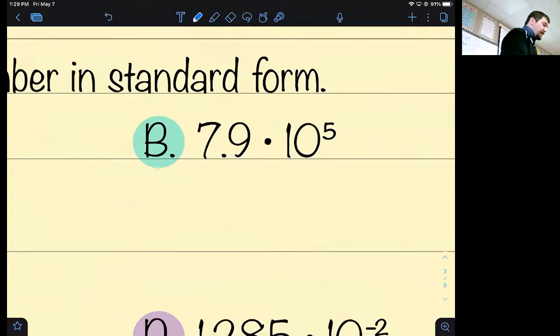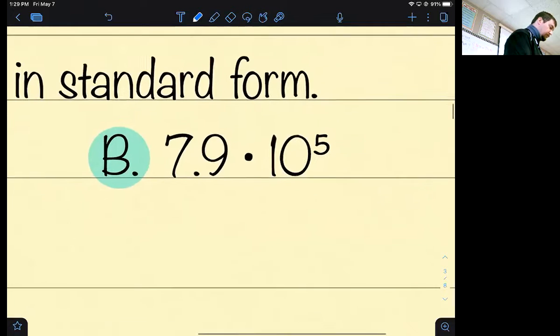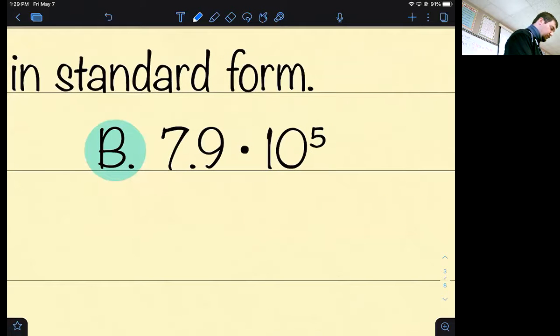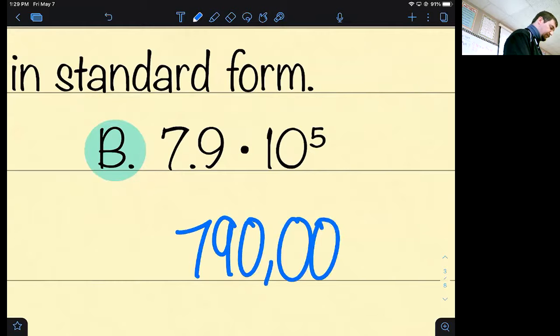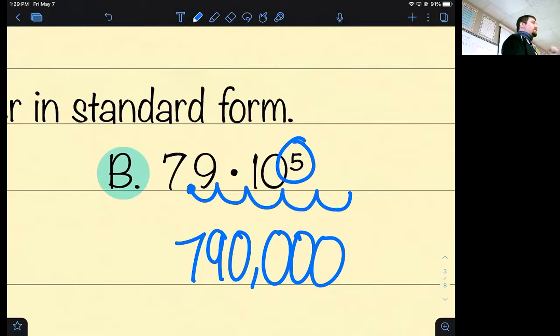Olivia, how would I do this one? It would be 790,000. Okay. That's correct, 790,000. We're gonna take the decimal point because the exponent is positive. We're gonna move to the right 5 times. 1, 2, 3, 4, 5. The first move gets us around the 9. The other 4 moves have to be zeros.